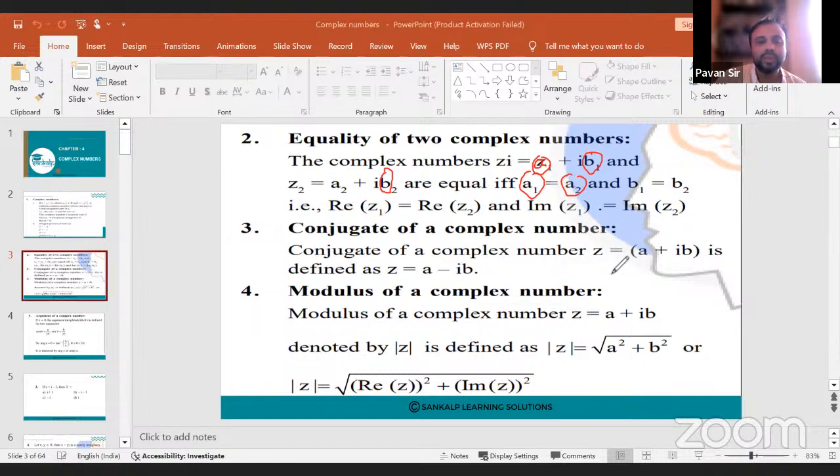Okay, next one is denoted modulus, the modulus of the complex number. What is modulus? It is written as mod z. So the mod of the complex number z = a + ib is what? Mod of z is the square root of a square plus b square, or you can say the square root of the real part of z squared plus the imaginary part of z squared. That you can say is the modulus of the complex number.